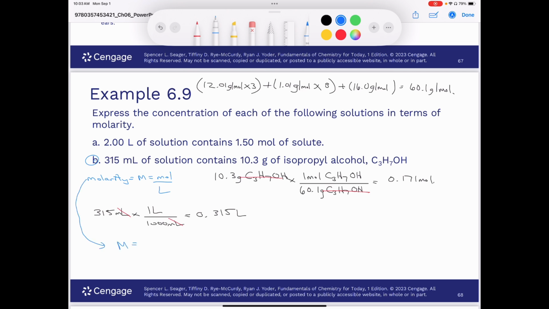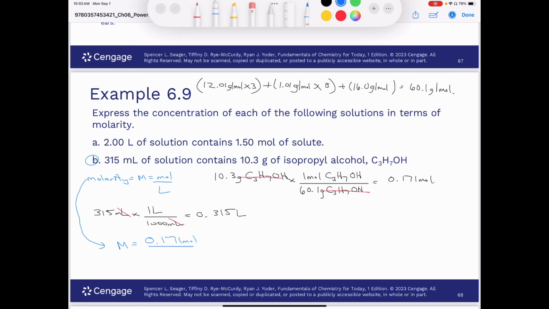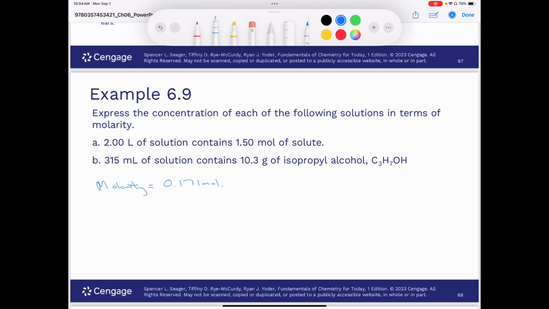So molarity is equal to 0.171 moles divided by 0.315 liters. Sorry, my iPad had a bit of a hiccup there. So we take 0.171 divided by 0.315, and we end up with 0.542 moles per liter, or 0.542 molar. That's the way we pronounce that. We would say molar is the concentration.